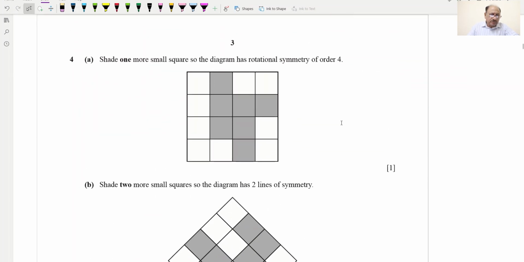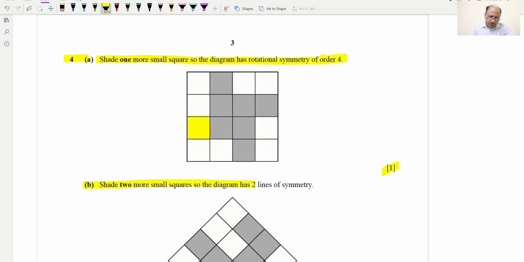Hopefully it's clear. Now the next question, question number 4, A part, shade one more small square. The diagram has rotational symmetry of order 4. So if we shade this box and rotate the diagram, it will have 4 different positions at which it has the same shape, so we have to shade this. It's only a 1 mark question.